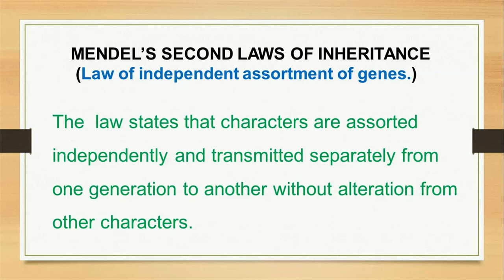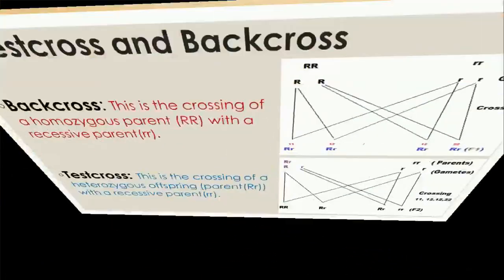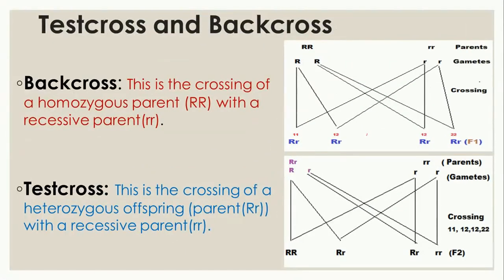For example, the character yellow, and then we are talking about shape now, roundness. These are two different characters. They will be sorted out independently, and then each of them will be transmitted to the offsprings independently without any alteration from one another. I believe you get it. Yes, I know you've gotten me. Let's move on. Now let's go to test cross and back cross.